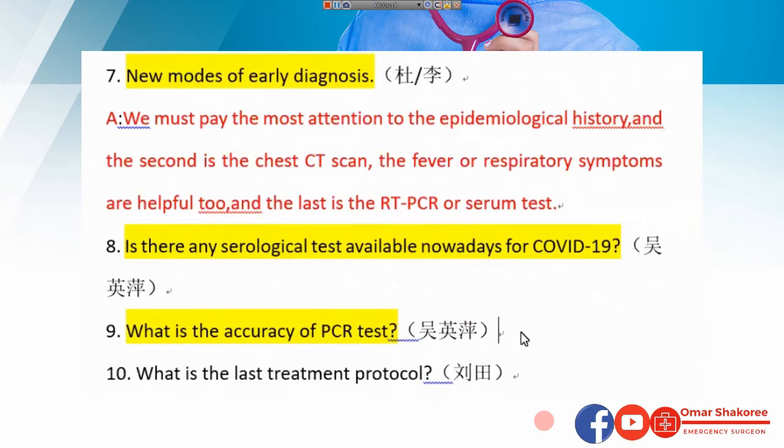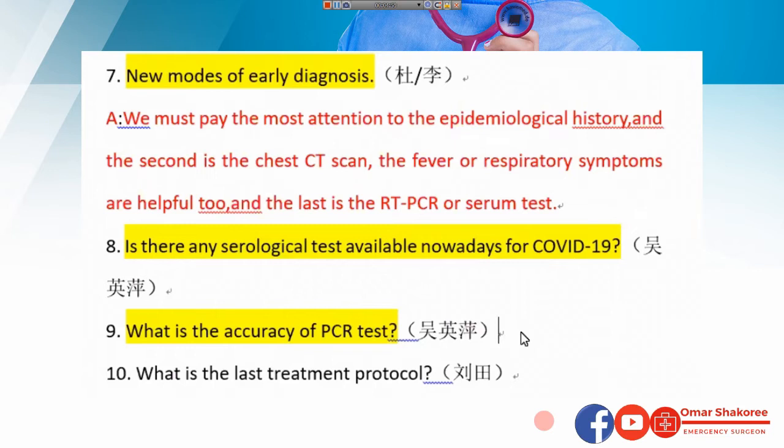Later on, we ask them about the last treatment protocol. The last treatment protocol in China regarding COVID-19 contains 4 steps. Number 1, isolation. Number 2, monitoring. Number 3, treatment. Number 4, follow-up. Again, isolation, monitoring, treatment, and follow-up.